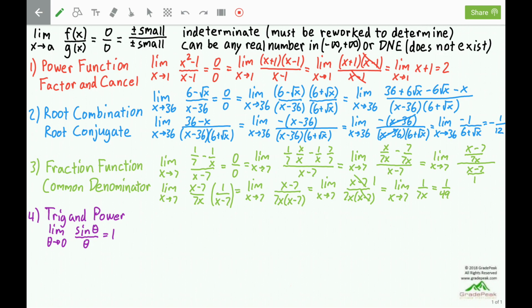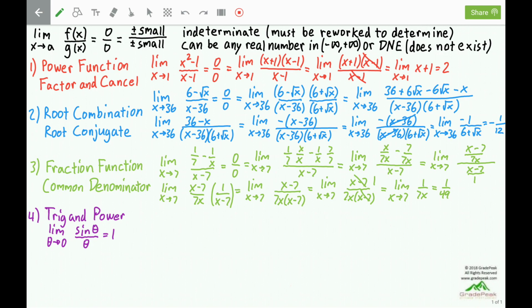Another thing, cosine of 0 equals 1, so cosines are never a problem with the trig and power type, because cosine of 0 doesn't produce the 0 over 0 result. It gives you a 1 and has no influence. Therefore, it isn't involved in this identity, and it's not anything you need to worry about.